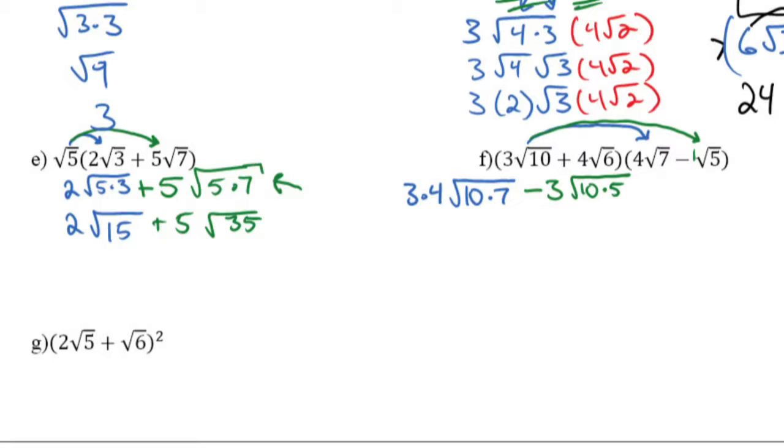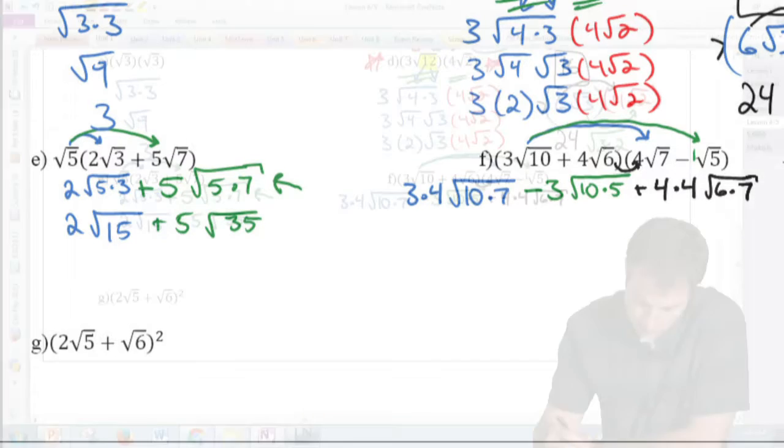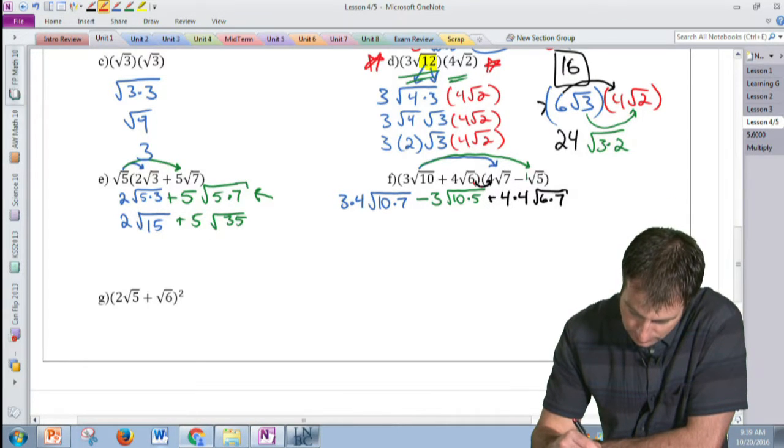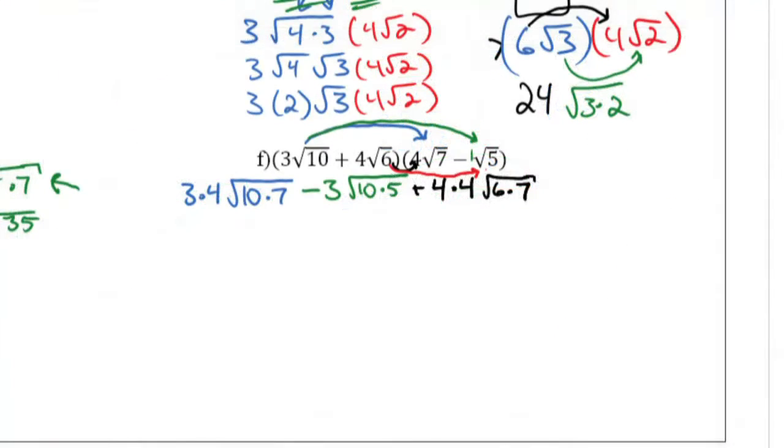My insides are going to be these guys. So I'm going to have 4 times 4, and then I'm going to have 6 times 7 under my radical sign. And then I'm going to end up on my lasts, which is going to be this positive 4 times negative 1, which is going to be negative 4, and under the radical I'm going to have 6 and 5.